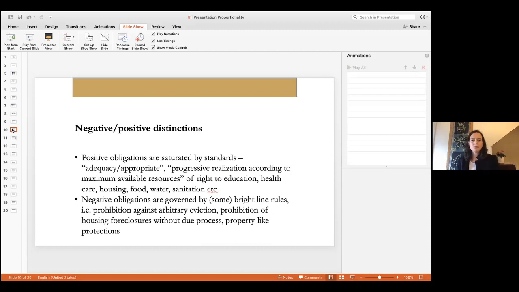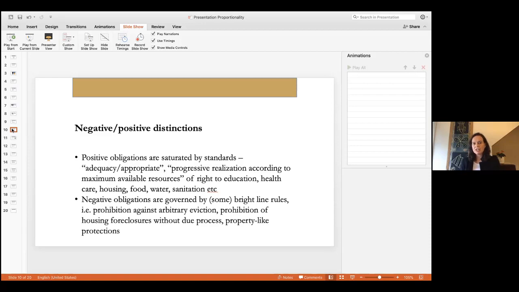So let me, before moving to South Africa, note that economic and social rights are often described as positive rights, which is an inaccurate description. Economic and social rights have both positive and negative features, and one can demarcate them as occupying both negative obligations on the state to restrain itself and positive obligations on the state to actively protect and fulfill particular rights.